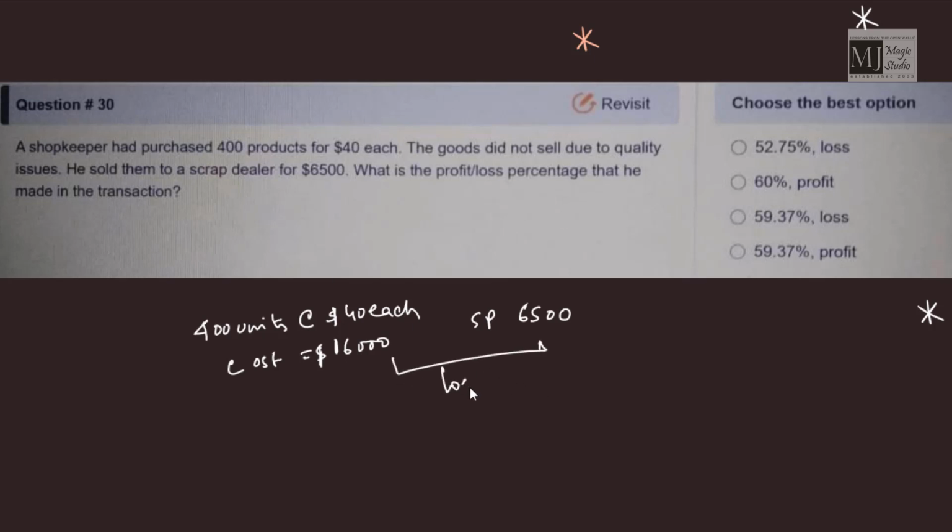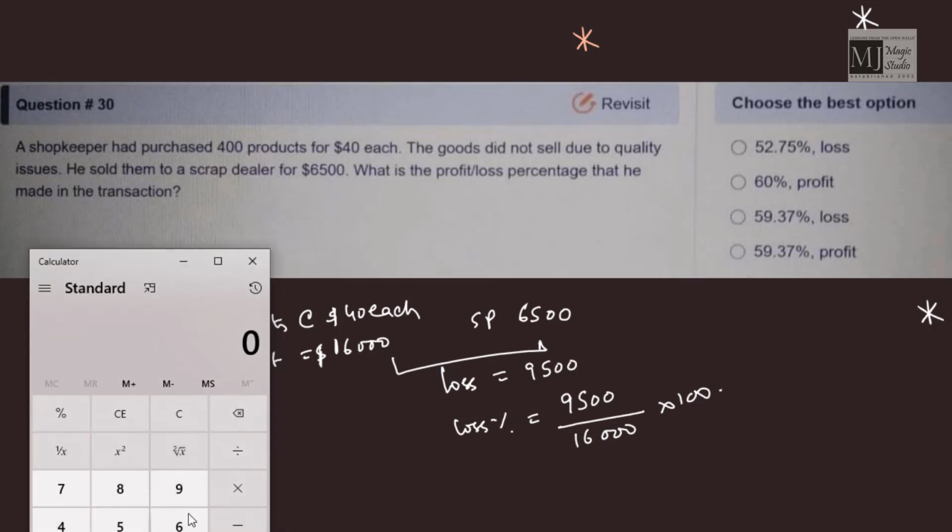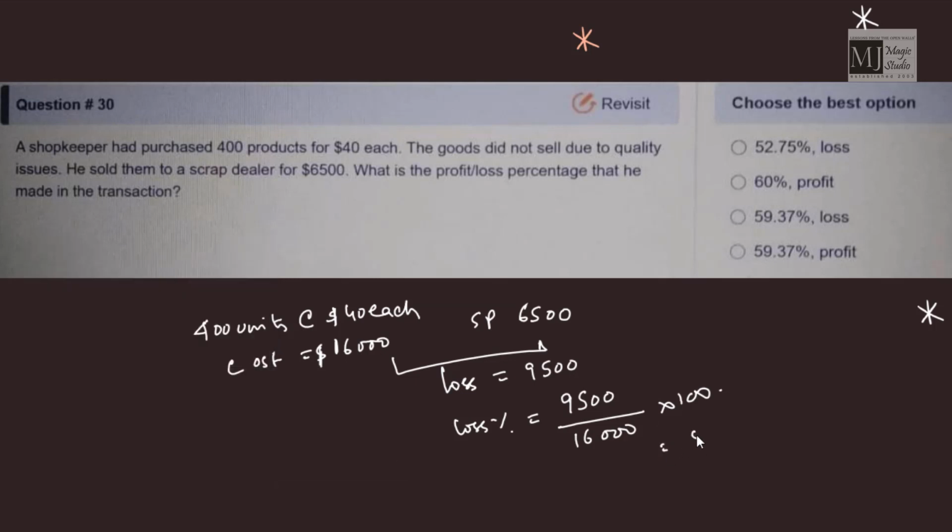Obviously, there is a loss. Loss of 16,000 minus 6500 is 9500. So loss percentage is 9500 by 16,000 into 100. 95 divided by 160 into 100 is 59.375. 59.37% loss, as per option C.